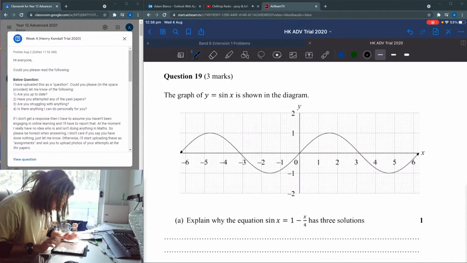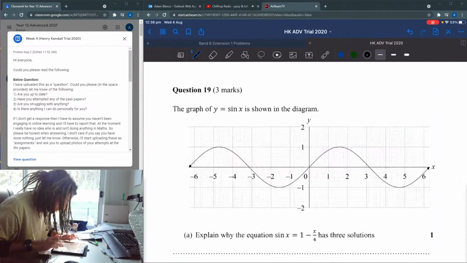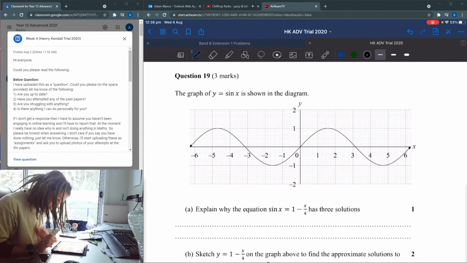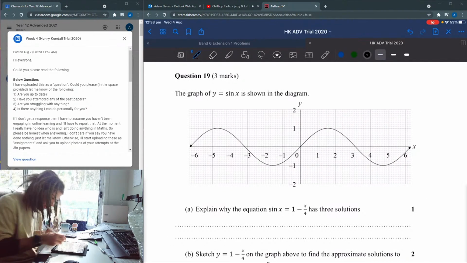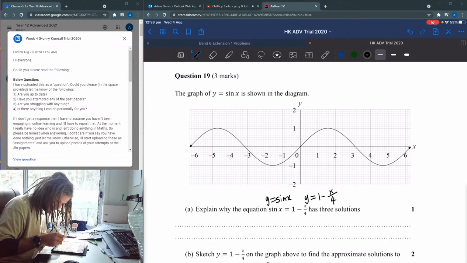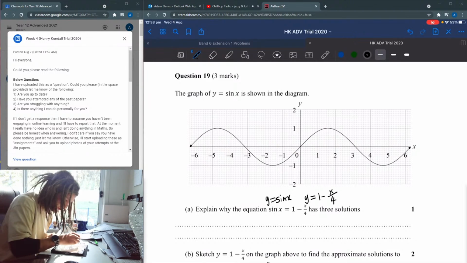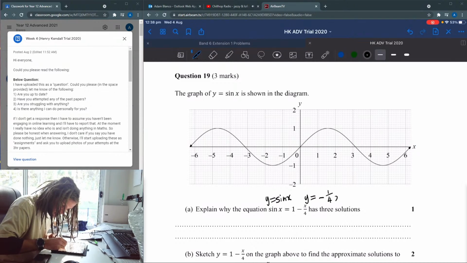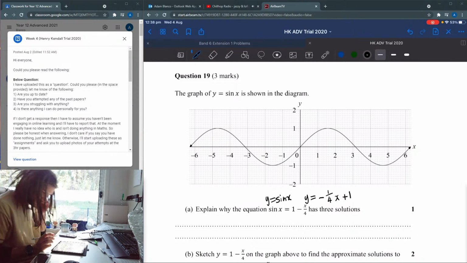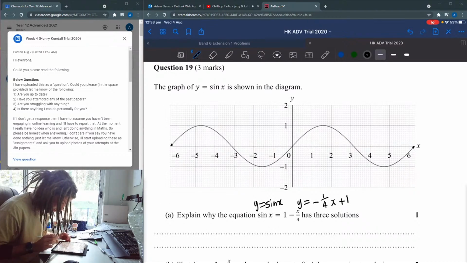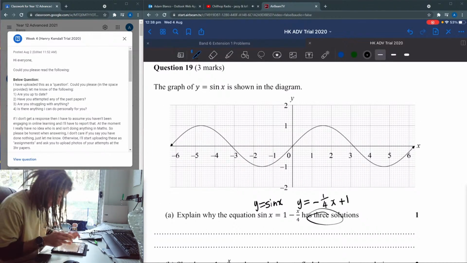Last question. The graph of y equals sine x is shown. Oh, wow, thank you. I don't have to draw it. Explain why the equation has 3 solutions. This is y equals sine x, and this is y equals 1 minus x on 4. I hate how that's written, so let's write it as negative a quarter x plus 1. Now I can draw that on top and check that it crosses 3 times.